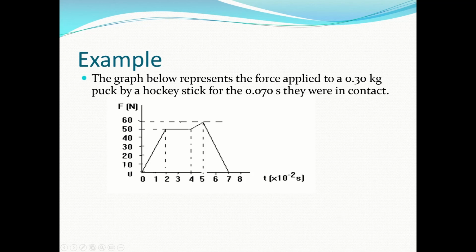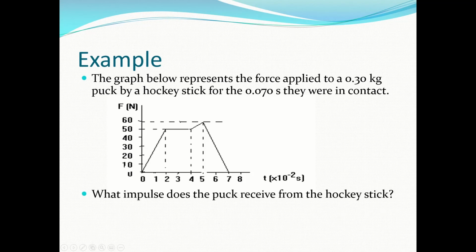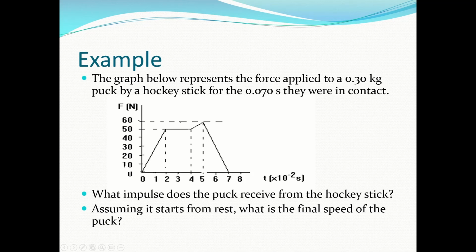So a graph question here. What impulse does a puck receive from the hockey stick? And assuming that it starts from rest, what is the final speed of the puck? Okay, so we have a force versus time graph, right? And again, we can look at slope, we can look at area, and we can look at y value. So y value just tells you at 2 seconds there's a force of 50. That one's out. Area is y times x, right?